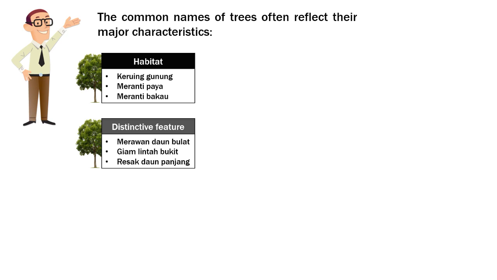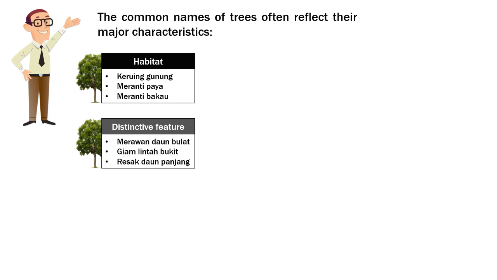The second characteristic is distinctive features. This is referring to the shape of the tree's characteristics, and these examples are referring to their leaf shape, such as merawan daun bulat, giam lintah bukit, and resak daun panjang. So merawan daun bulat here is referring to the round shape of its leaf.